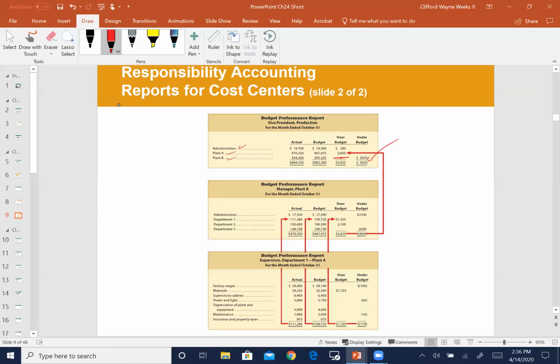And so the biggest issue right here is materials. So the VP up here just wants to find out why they're over and if there was anything that we could do in order to decrease that unfavorable variance.